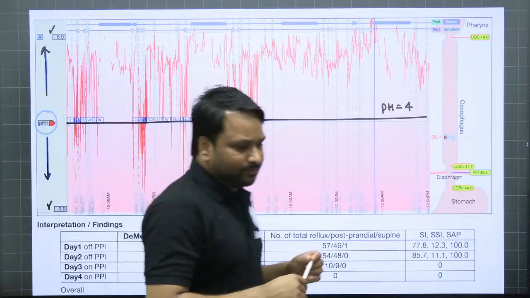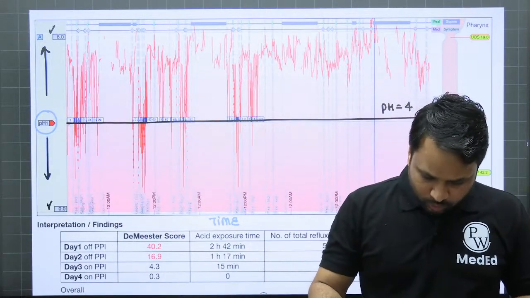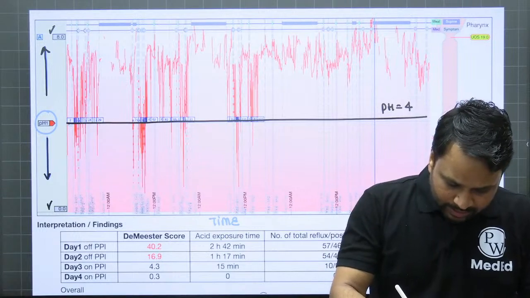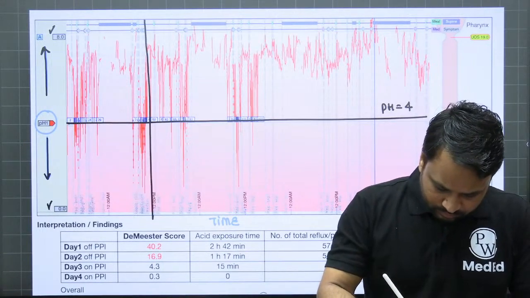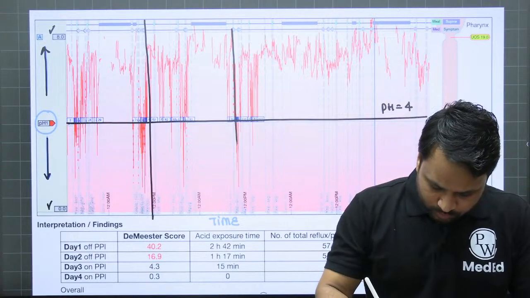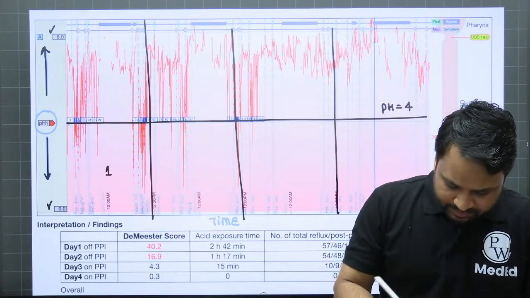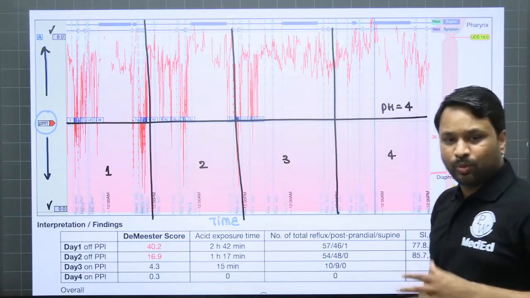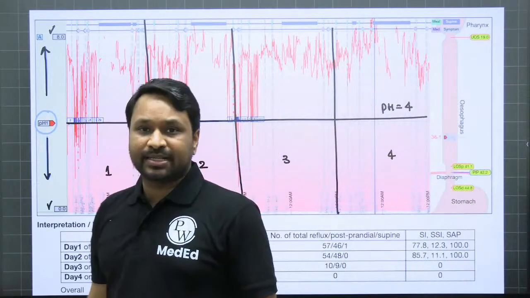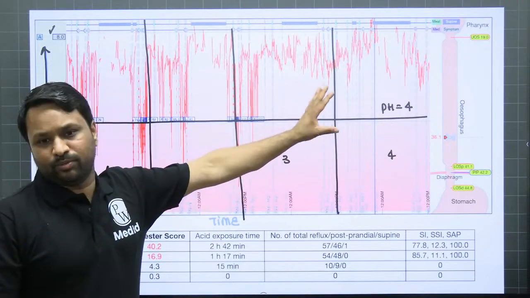Now what do we do? This is day 1. I hope you are able to interpret this. This is day 1, this is day 2, this is day 3, and this is day 4. So now, as I told you, we can do a 96 hours pH monitoring. So day 1, day 2, day 3, day 4, the probe was placed, and we are doing the monitoring.